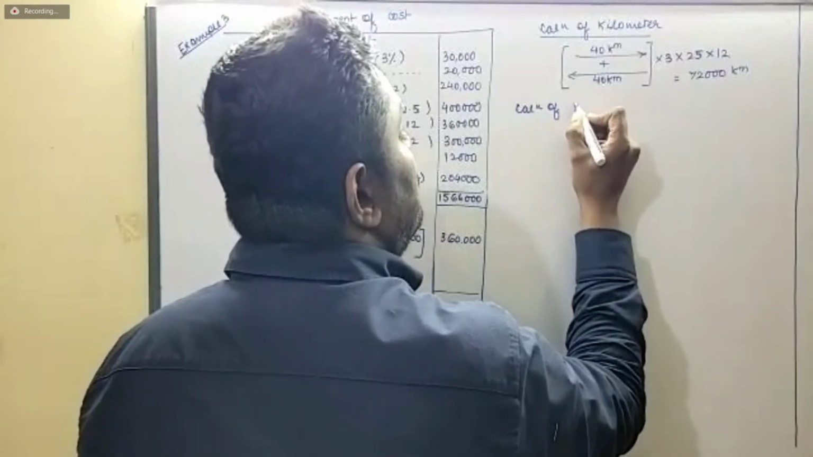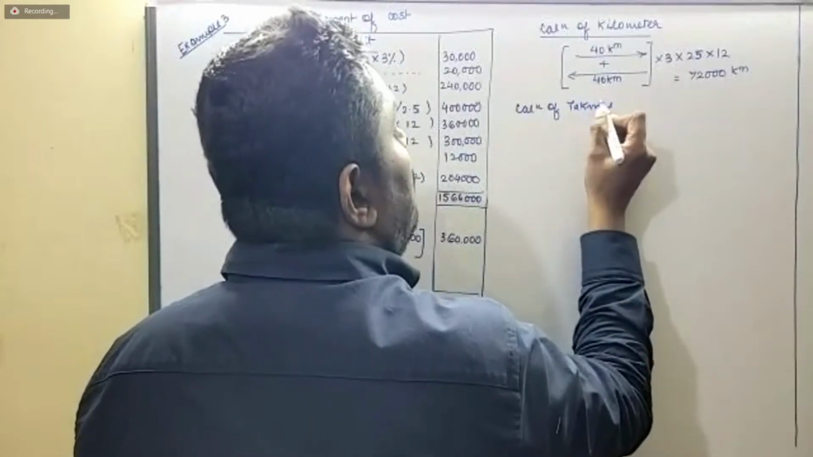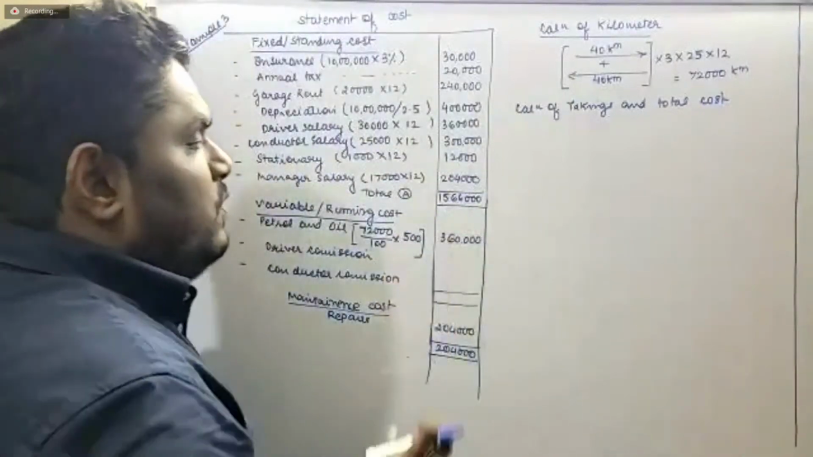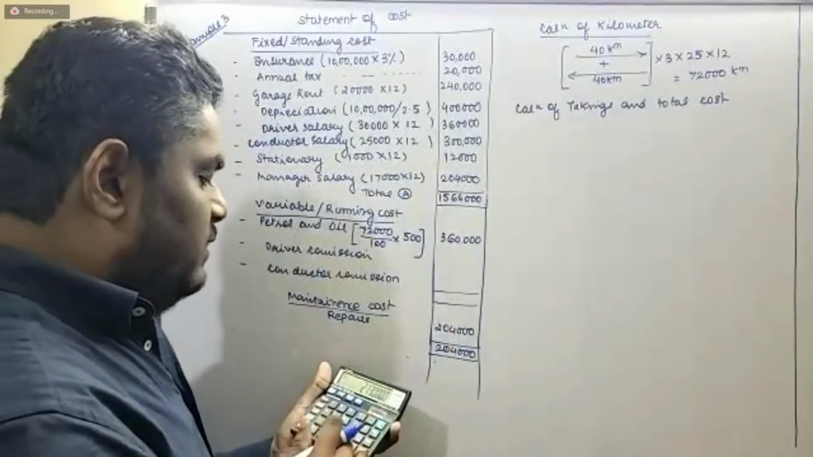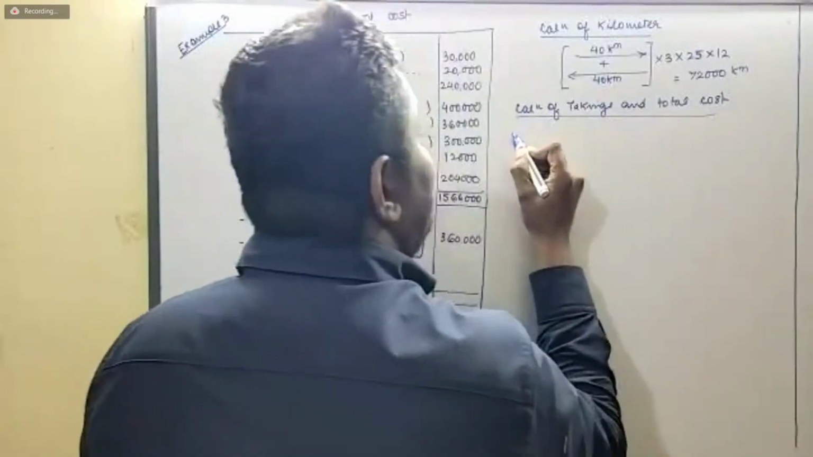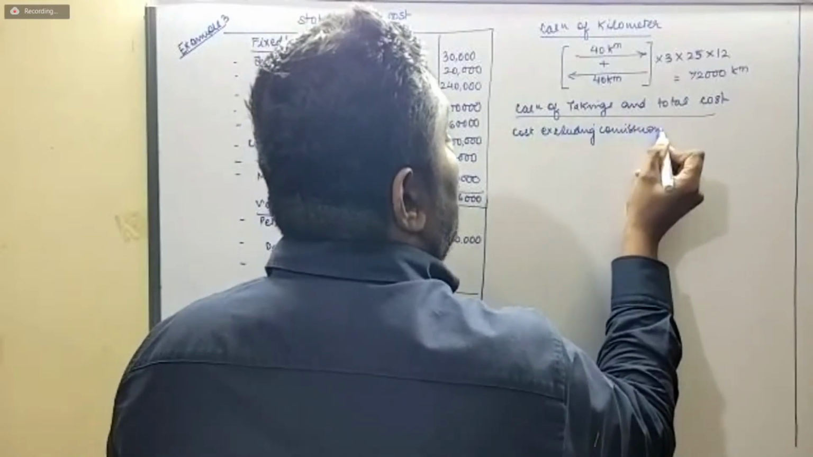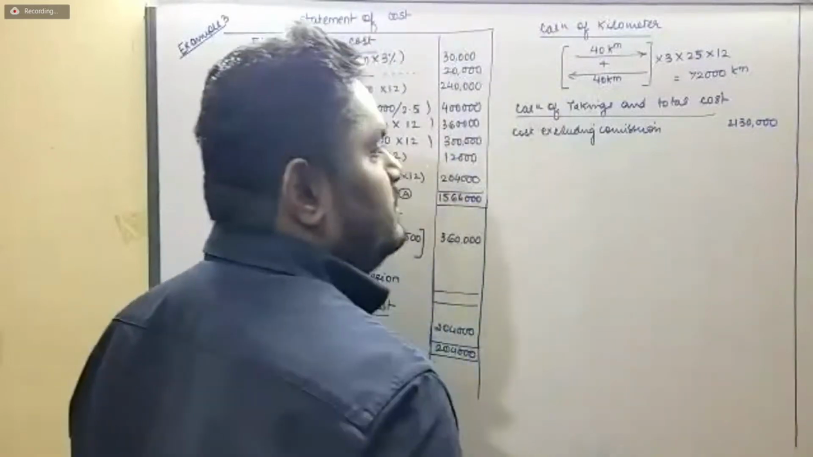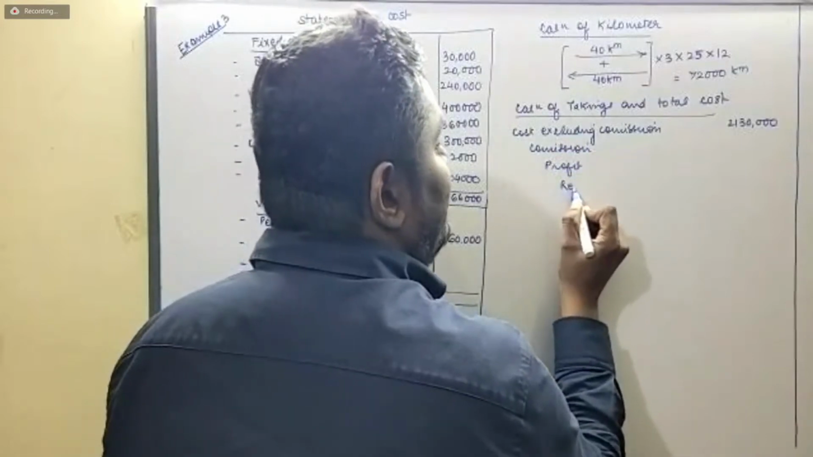Now calculation of takings and total cost. Now fixed cost is 15,66,000. The maintenance cost is 2,04,000, and the petrol and oil cost is 3,60,000. So the total cost till now we have calculated is 21,30,000. That is the cost excluding commission. In this we will add the commission and we will add the profit to get the total revenue.